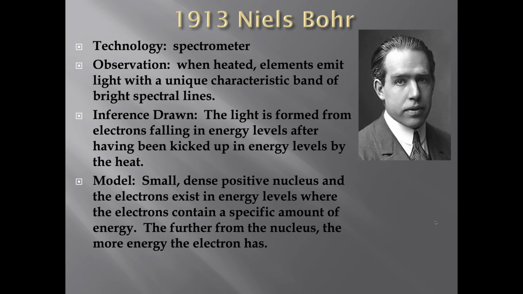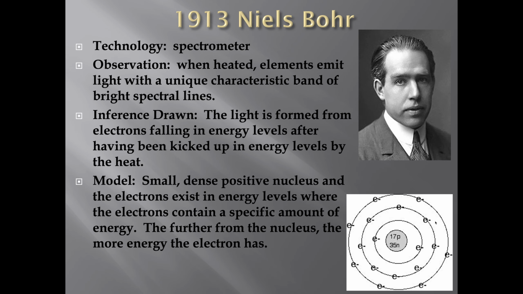A model that he came up with is basically the same as the Rutherford model. You have a small, dense positive nucleus in the middle, mostly empty space, except instead of not knowing where the electrons are, he said they're organized into these shells, these energy levels. And the further from the nucleus an electron is, the more energy that electron will have. So if it falls to a lower energy level, it will give off the energy in the form of light.